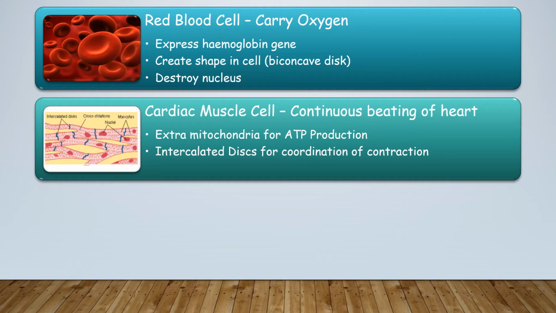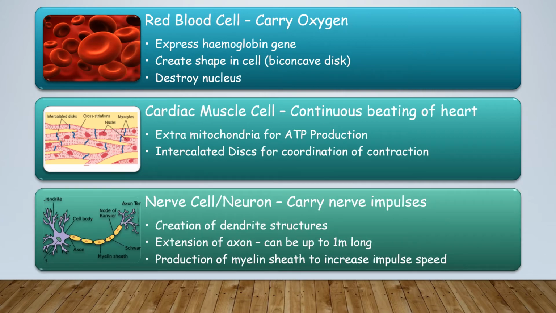They have extra mitochondria for ATP production, and their intercalated disc is helping in the coordination of muscle contraction. And lastly, the nerve cell or neuron's job is to carry nerve impulses.